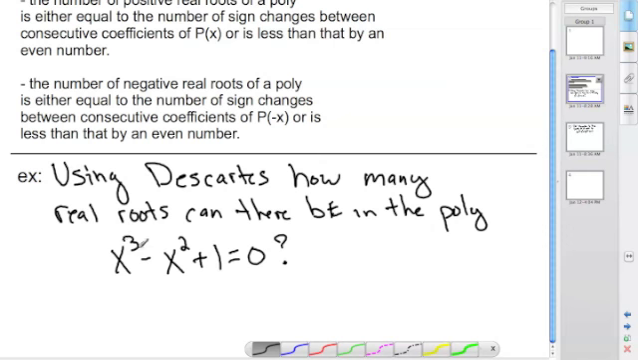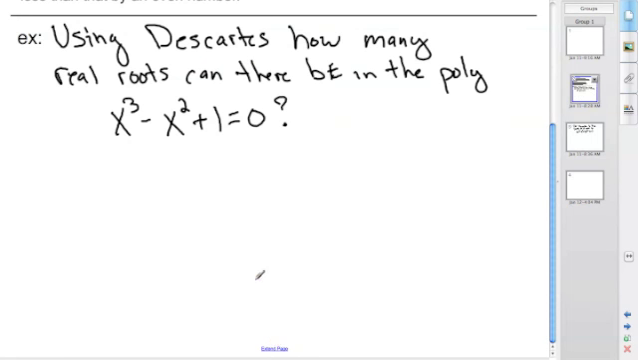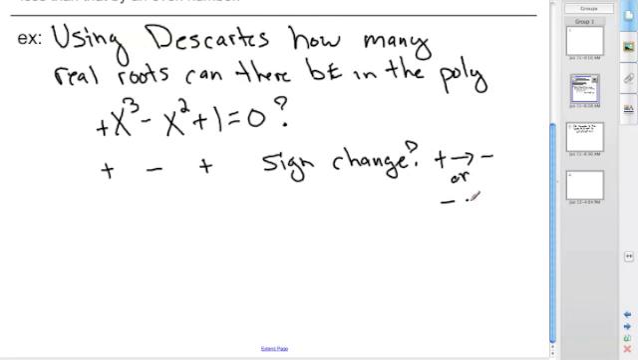You have the polynomial x to the third minus x squared plus 1. I want to know how many possible real roots we can have. So using Descartes' rule of signs, I have to know how many sign changes there are between consecutive coefficients. So I have a positive coefficient, a negative coefficient, and a positive coefficient. So how many sign changes do I have? A sign change is either from positive to negative or negative to positive. How many do I have?